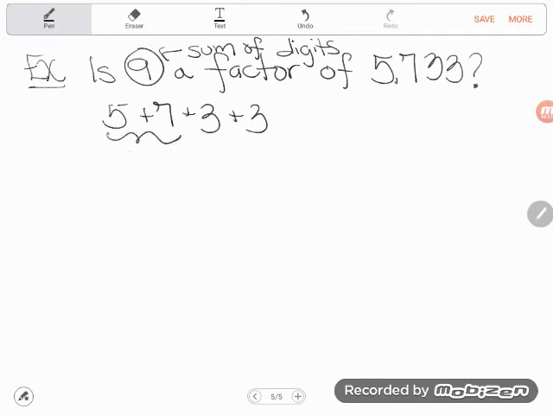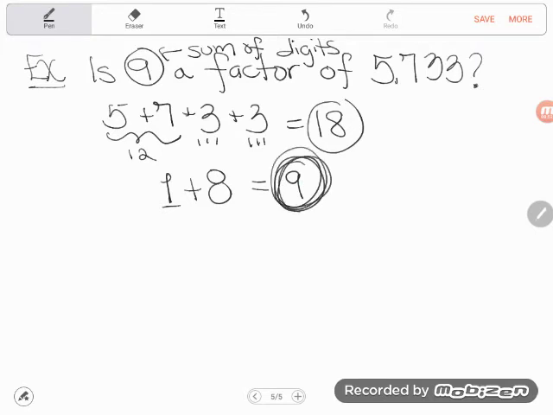5 plus 7 is 12. 13, 14, 15, 16, 17, 18. I sum these up, I get 18. Is 18 on the 9 times tables? Of course it is. What if you don't know your 9 times tables? Try just adding 1 and 8. 1 plus 8, of course, gives me 9. And even if you don't know your 9 times tables, I bet you know 9's on the 9 times tables. So obviously, since the sum of digits is divisible by 9, this number itself is divisible by 9. So the answer here is yes.